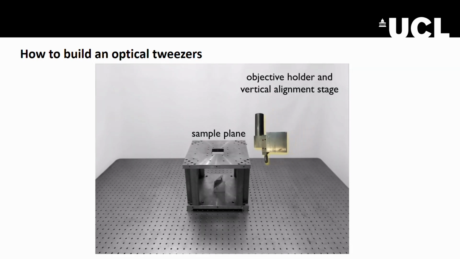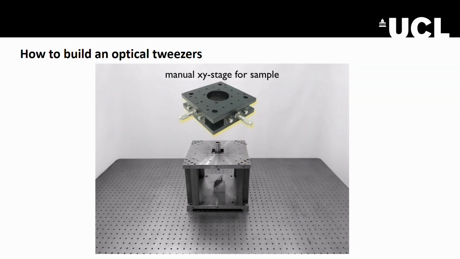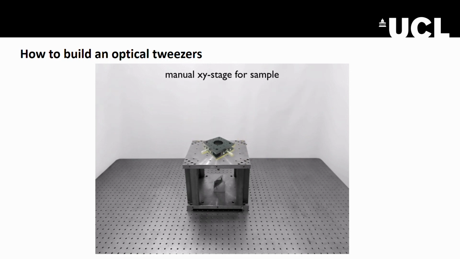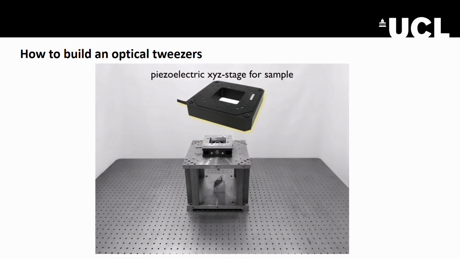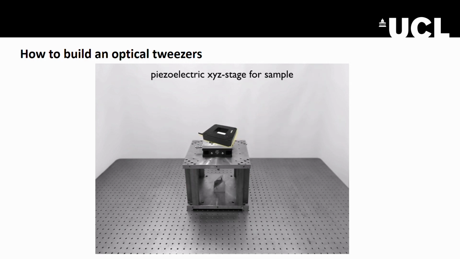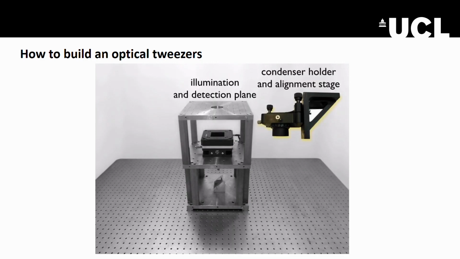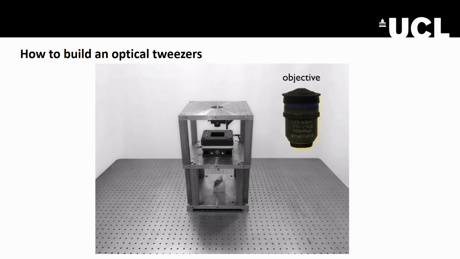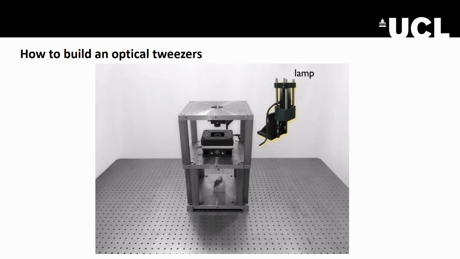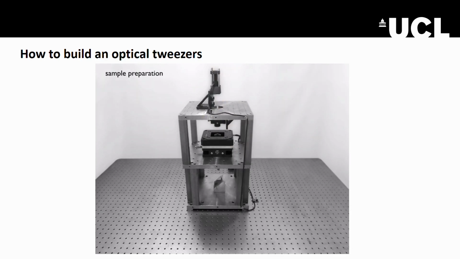I put on a stage, which is where your sample is going to sit. You need something that holds the objective lens there. For a microscope, you need a stage so you can move your sample around and see what's going on. It's very nice to have one of these piezoelectric stages because they can move with nanometer precision. They're expensive, though. Build the microscope up. Here we have the illumination and detection plane, putting in your apparatus for holding the condenser lens, and putting in your objective, crucial for seeing what you're trapping and doing the trapping.